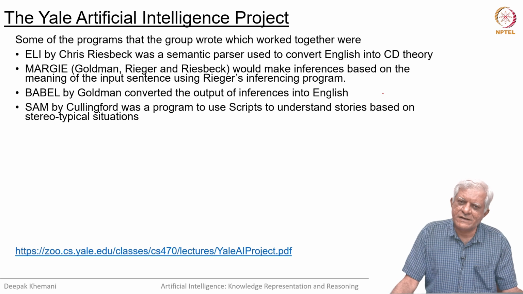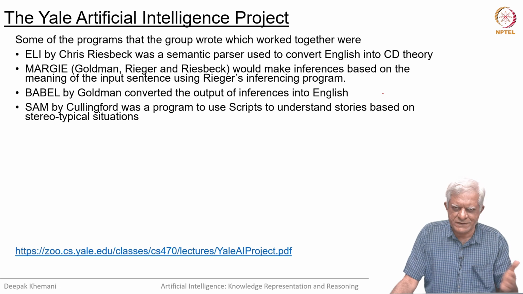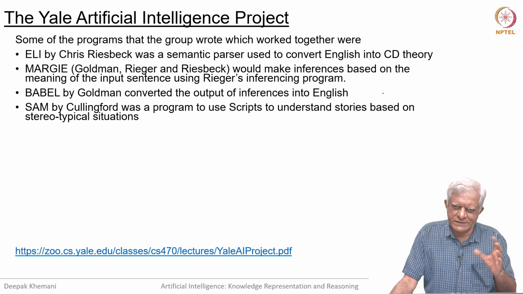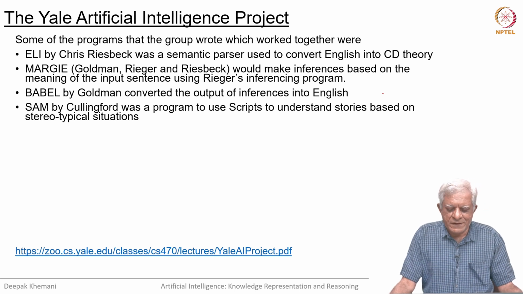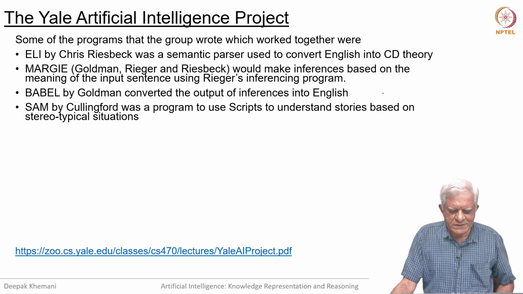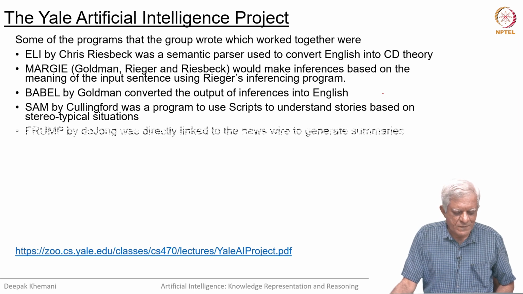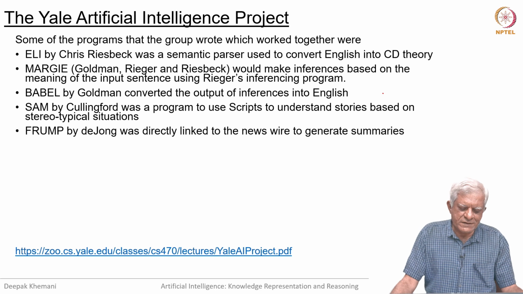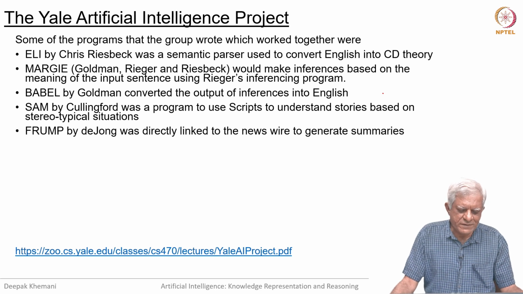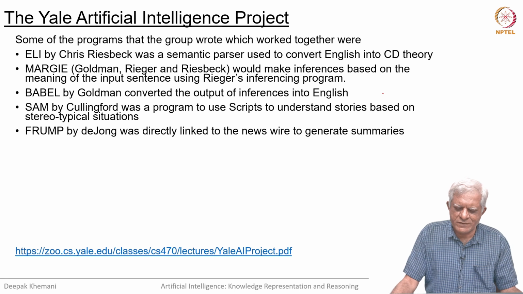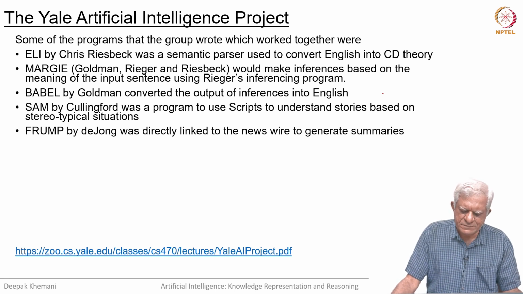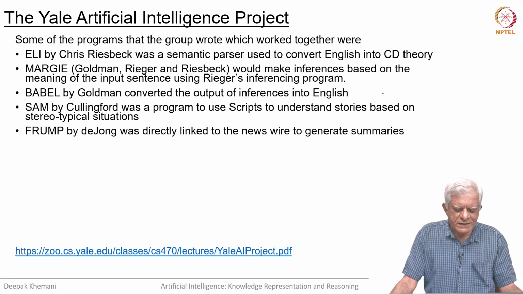SAM, a script applier mechanism, we shall have a little bit of a look at that after we are done with CD theory, by Cullingford, was a program to use scripts. So, there was this structure called scripts, which we will see, to understand stories based on stereotypical situations. Frump was another program they wrote for story understanding by De Jong. All these were PhD students, they were working with Roger Schank. This Frump was directly linked to the newswire and it generated summaries of stories that it was reading.